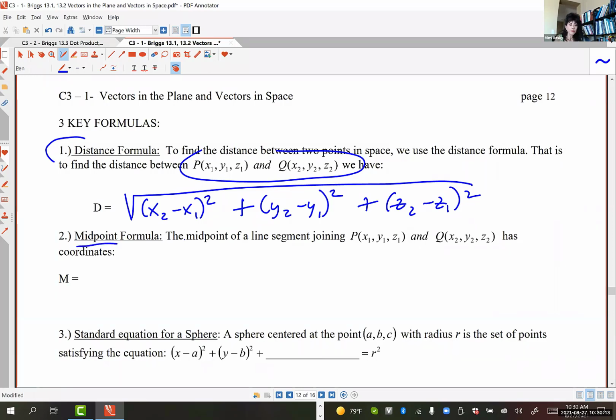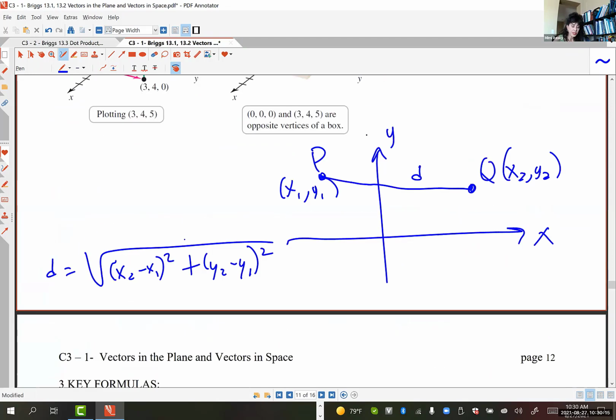Midpoint formula. Well, what's the midpoint if you're in 2D? Well, the midpoint between 2 points is just the halfway point. Call it M for midpoint. And in 2D, to find midpoint coordinates, you just take averages of x and averages of y. So you add the 2 x coordinates together, divide by 2. That's essentially the average of those x coordinates. And then the y coordinate is simply the average of the y's.